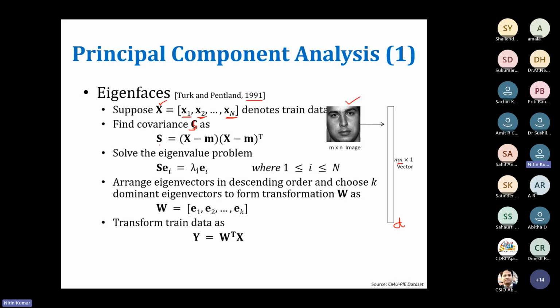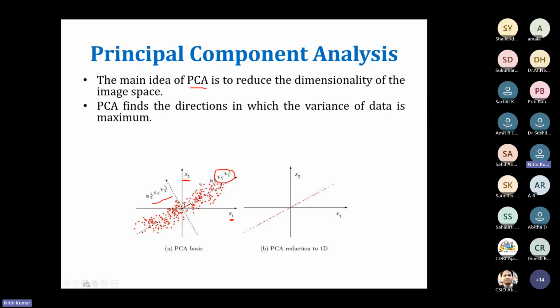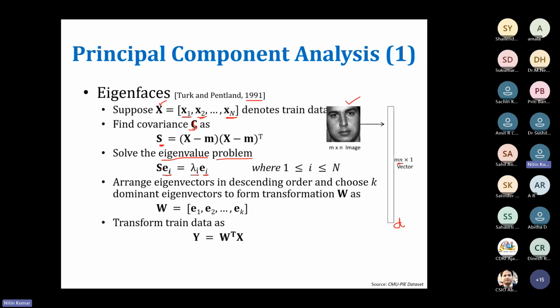Once I have computed this S, I formulate an eigenvalue decomposition problem: S e_i equals lambda_i e_i. What does this mean? If I have my data like this, I should be able to find a vector e_i such that if I apply the matrix S on that e_i, the result is obtained with the help of lambda_i only. So this matrix operator reduces to the lambda operator only.